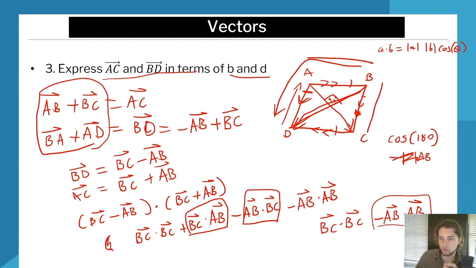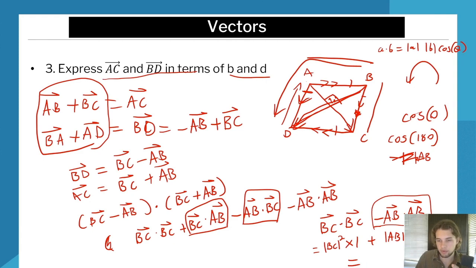So with this, we end up with the magnitude of AB squared times minus 1, because cos 180 is minus 1. They go in opposite directions, so the angle between them must be 180. And then BC dot BC is a similar thing. It's the magnitude of BC squared. This time it's times 1, because we have cos 0. The angle between these two same vectors is 0.